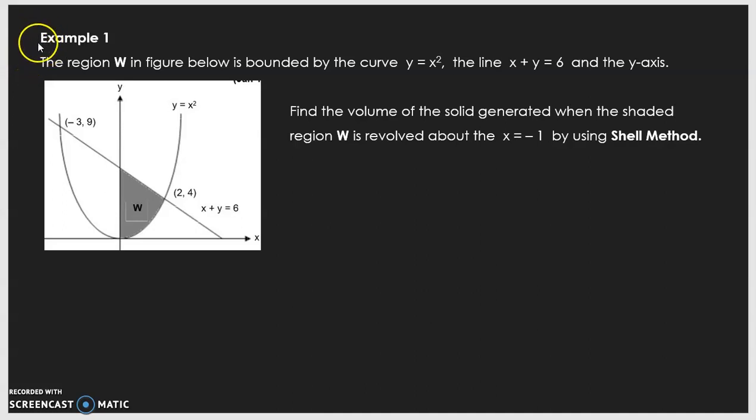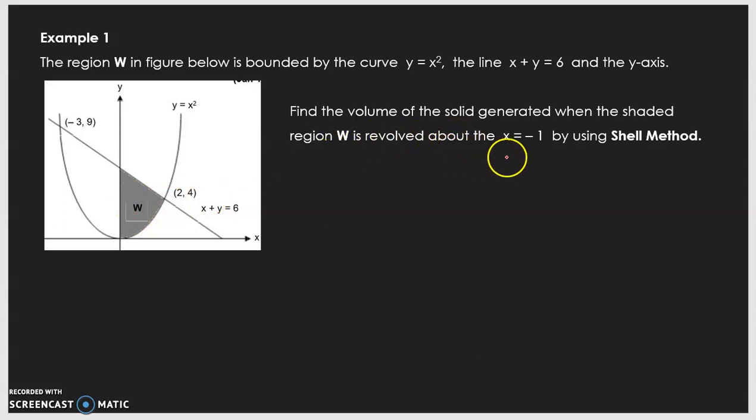So now we look at example 1 for shell method. The region W in the figure below is bounded by the curve y is equal to x squared and the line x plus y is equal to 6 and the y-axis. Find the volume of the solid generated when the shaded region W is revolved about the line x is equal to -1.